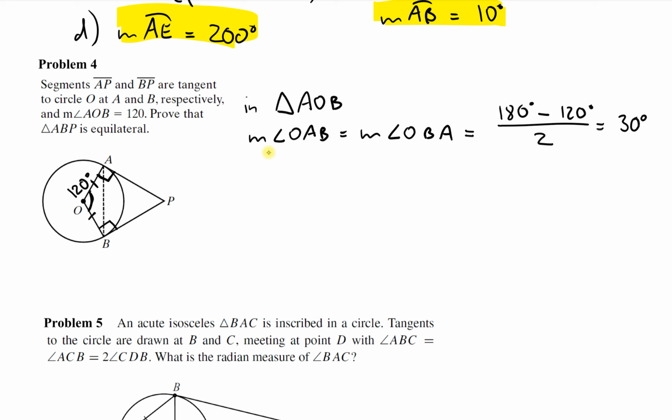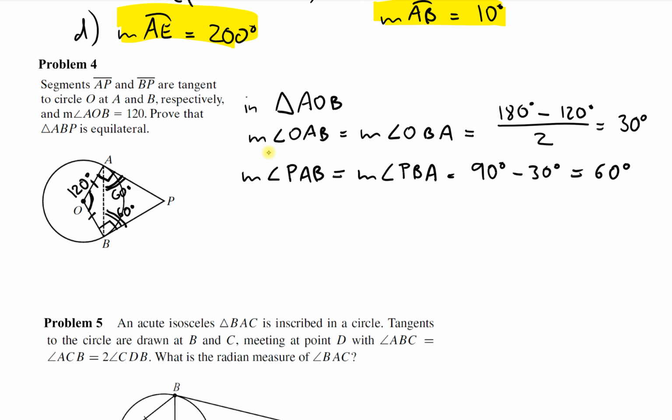Okay, so that means that the measure of angle PAB, so it's this angle here in the diagram, and this angle, they're both the same angle, right? They both have the same measure. So that is equal to the measure of angle PBA, which is just equal to 90 degrees minus 30 degrees, which is equal to 60 degrees. Okay, that's great because we know this is now 60 and this is 60, okay?